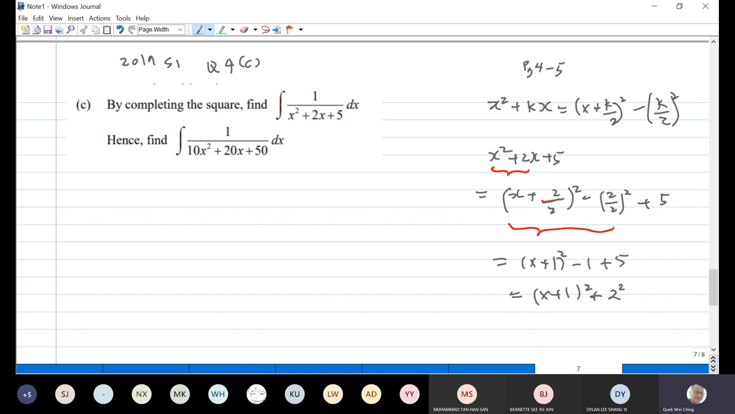Okay, then with the completed square, find this integral, right? So what is this integral about? Okay, so let's find out. When you integrate this one, 1 over x squared plus 2x plus 5, you complete the square first. It is equal to 1 over (x plus 1) squared plus 2 squared.